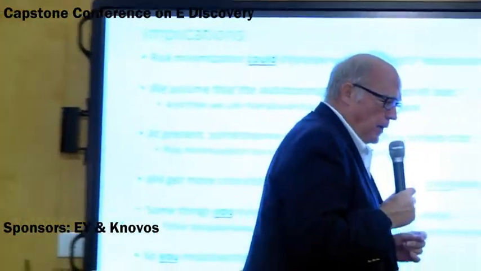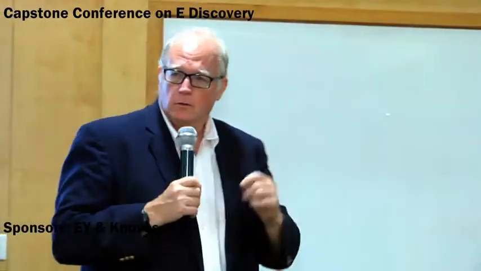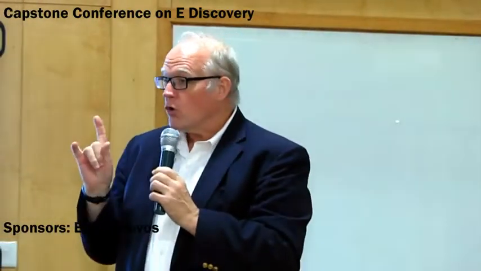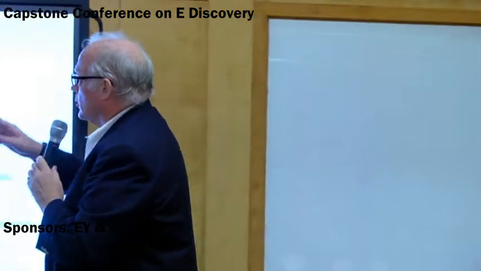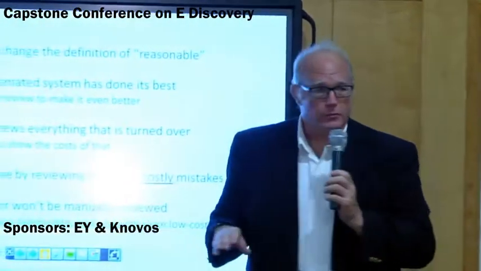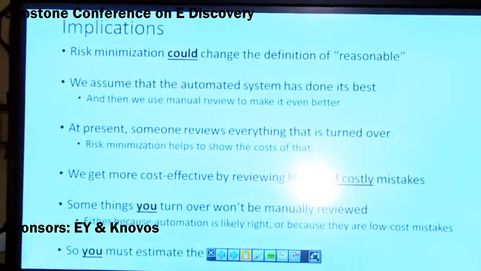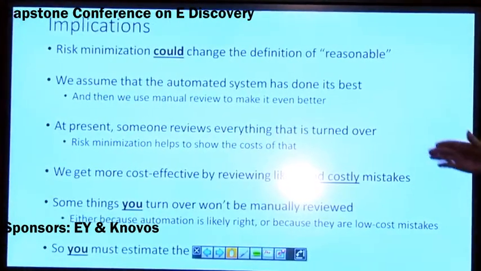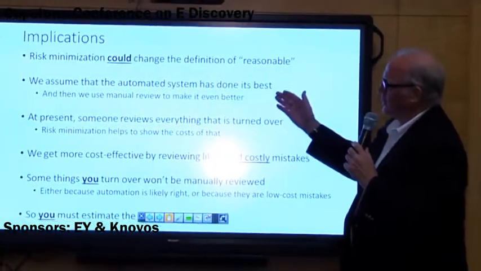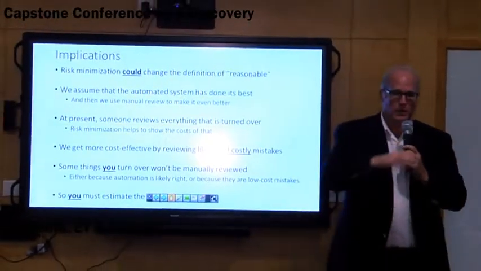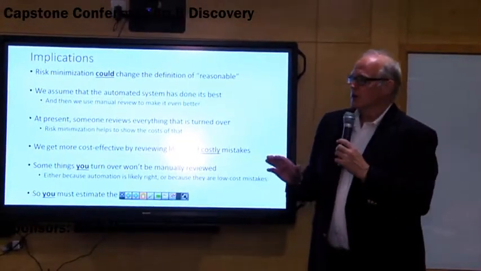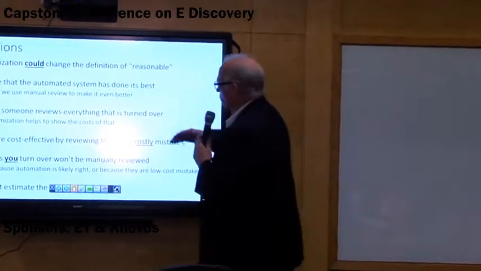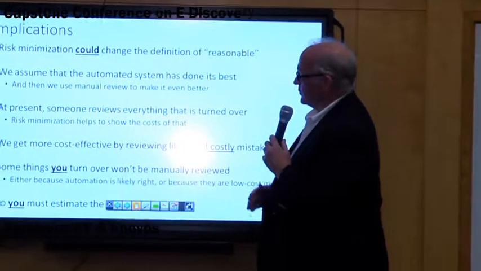So I think we've established that risk minimization, this idea of sorting things by risk, could change the definition of reasonable, but it hasn't changed the definition of reasonable yet. This paper was published last week. We make the assumption the automated system's already done its best, but of course it may still be possible to make the automated system better. So in an academic study, we can make this assumption, but it is an assumption that should be tested. And then we use manual review, that's the people working for you, to make the results even better than the automated system can do.